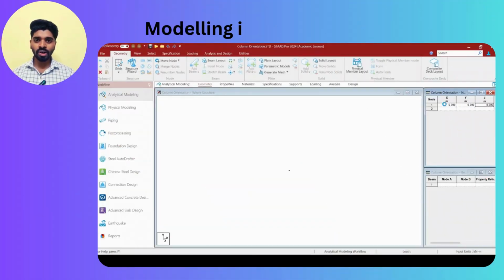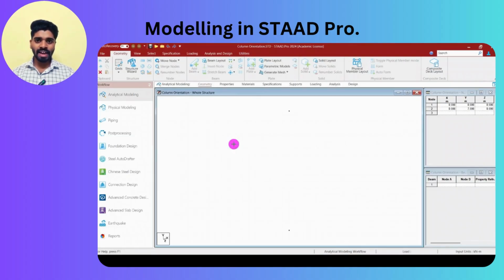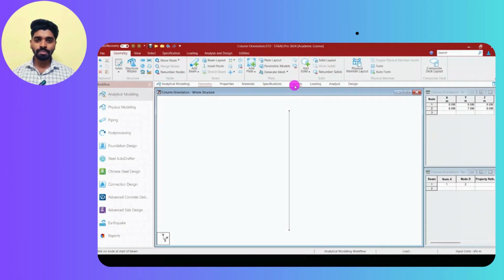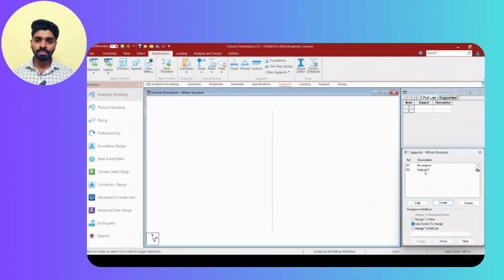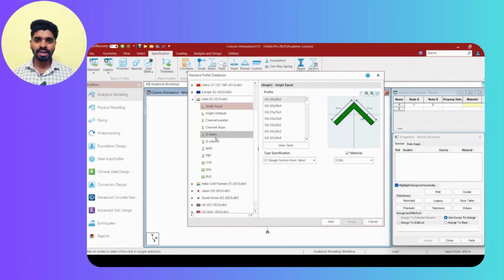Now they started modeling it in STAAD Pro. They started to create a node, one node at 0-meter level and another node at 7-meter level since the height of the pole is 7 meters. Now they gave a supporting condition at the bottom node as a fixed support and decided to give a member property of ISMB 200 for the preliminary analysis.